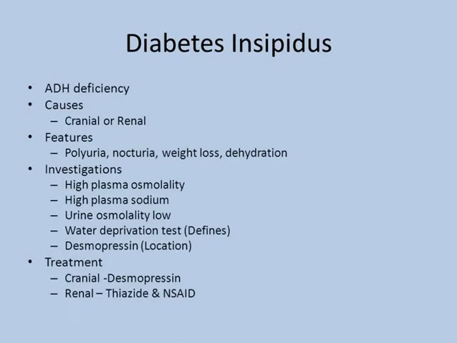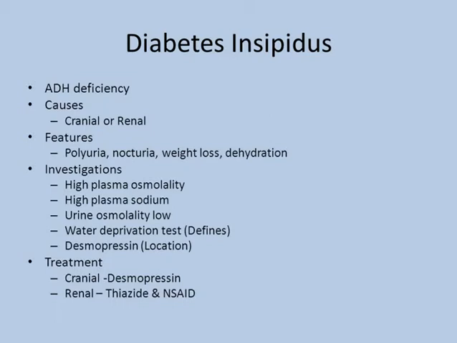And if you have a positive test, you find that the serum osmolality will rise above normal, and you also find that the weight will drop greater than 5%. So there's a greater than 5% drop in body weight. So both of these will indicate a positive test.